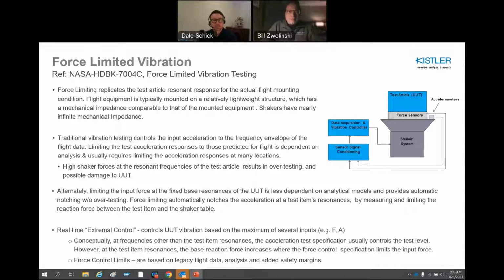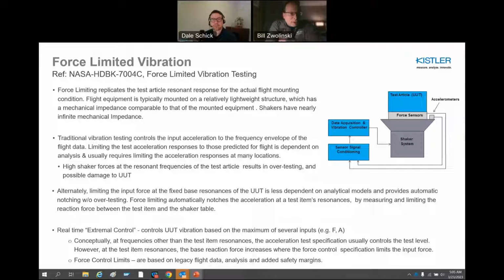So again, the block diagram would be a test article on shaker, force sensors with accelerometers, shaker control, data acquisition, and vibration controller, as well as sensor and signal conditioning. What force limiting really is aiming at doing is replicating the test article resonant response for the actual flight mounting condition. Flight equipment is typically mounted in a relatively lightweight structure, whose mechanical impedance is comparable to that of the mounted equipment. Shakers have extremely high, infinite or nearly infinite mechanical impedance, so you're trying to take that into account with force limited vibration.